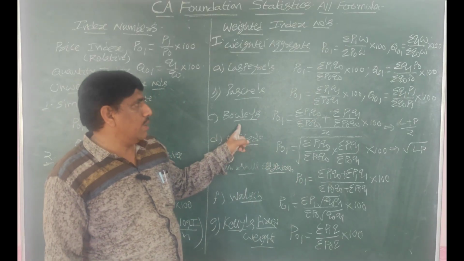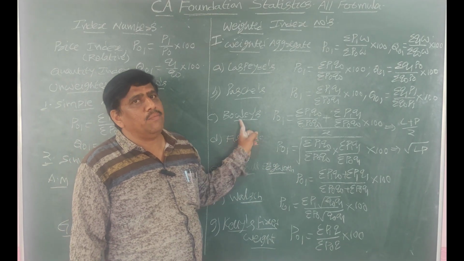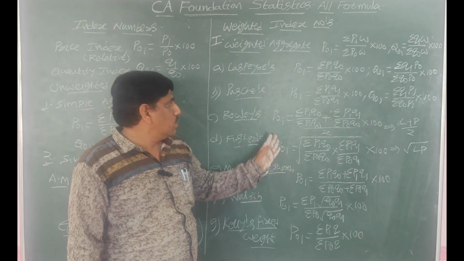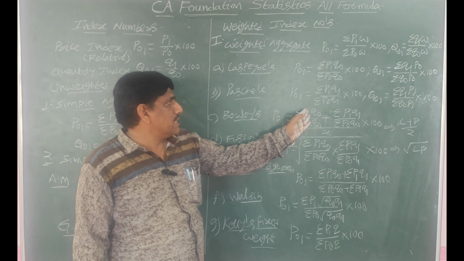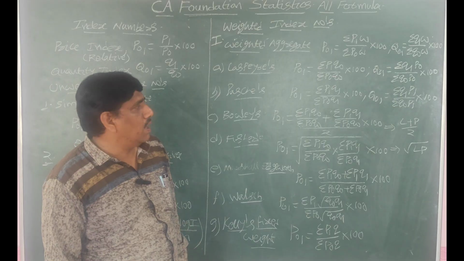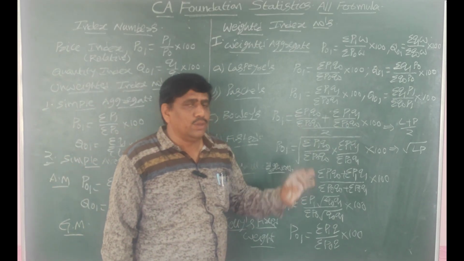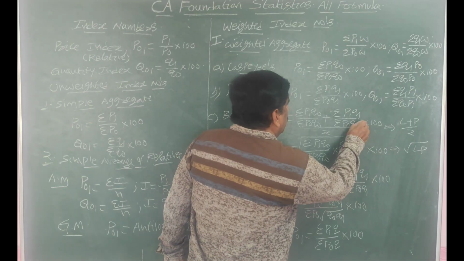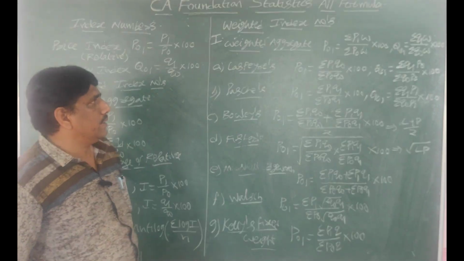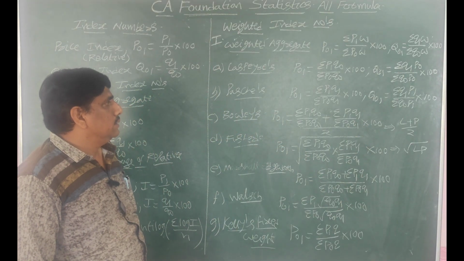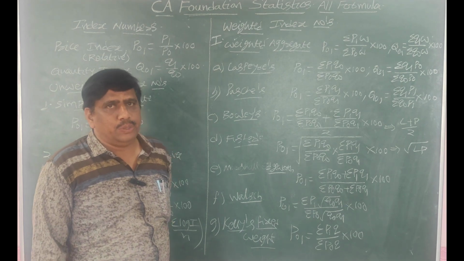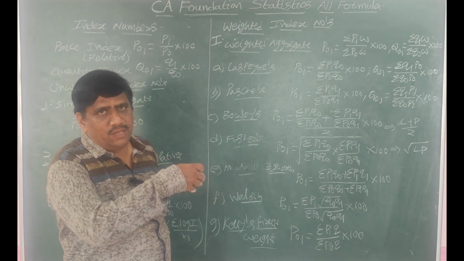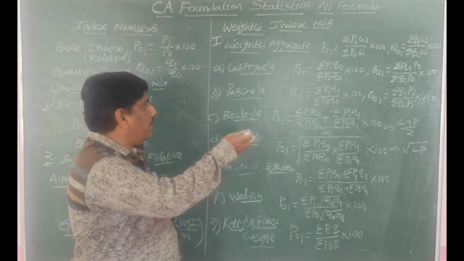Now coming to Bowley's formula. Bowley is nothing but the AM of Laspeyres and Paasche index. So Bowley formula is Laspeyres, summation P1 Q0 by summation P0 Q0, plus Paasche, summation P1 Q1 by summation P0 Q1, divided by 2 into 100. Okay. L plus P by 2 simply. If Laspeyres and Paasche values are known, L plus P by 2 is the formula for Bowley.